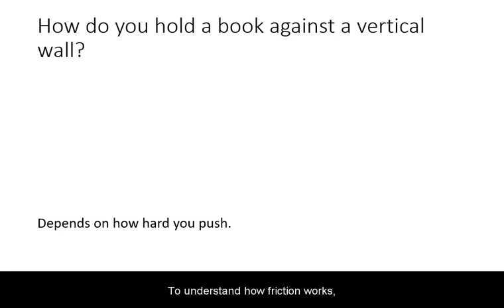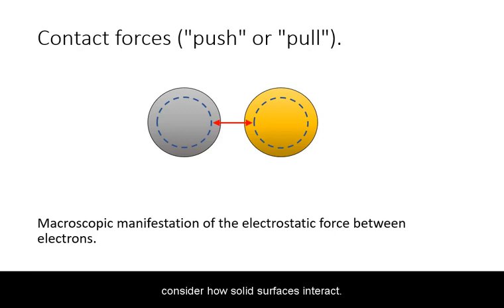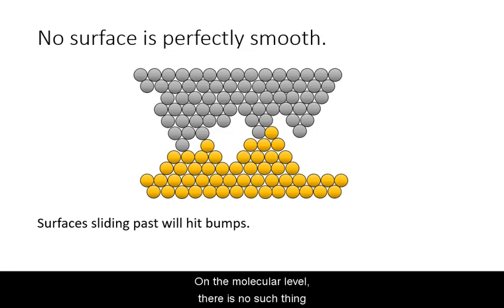To understand how friction works, consider how solid surfaces interact. On the molecular level, the force responsible for the interaction of the molecules making up the surfaces is the electrostatic force. This is caused by the repulsion or attraction of electrons and the atomic nuclei. On the molecular level, there is no such thing as a perfectly straight, flat surface. The molecules will always introduce some bumpiness.